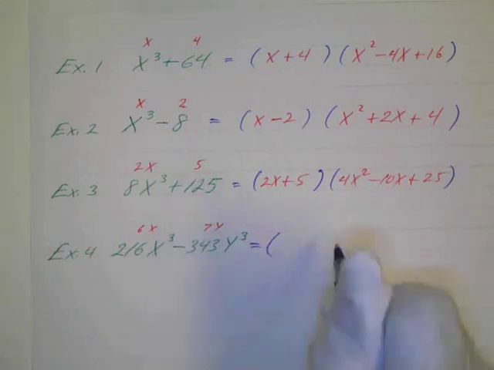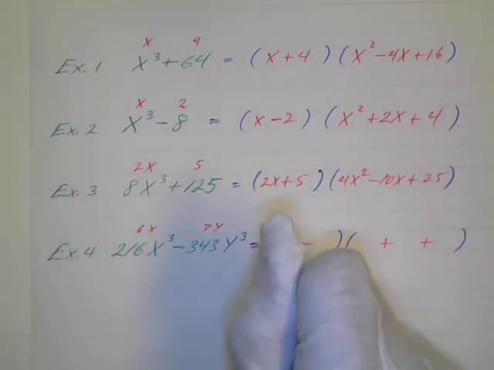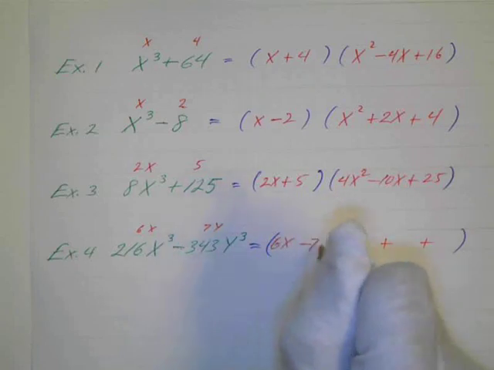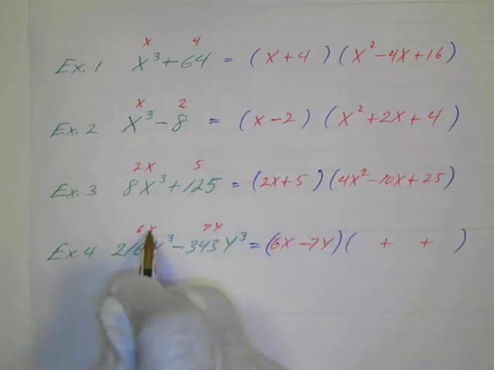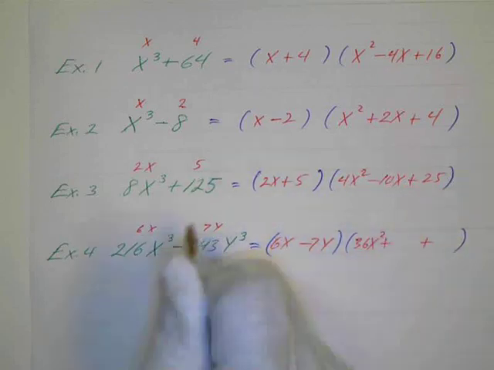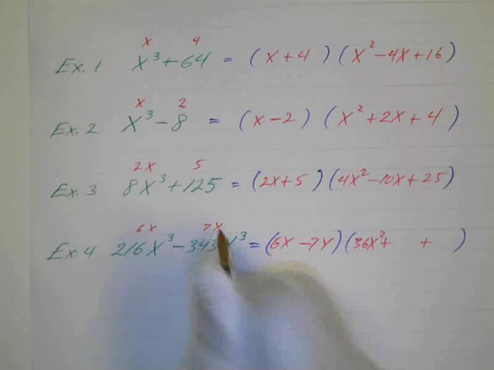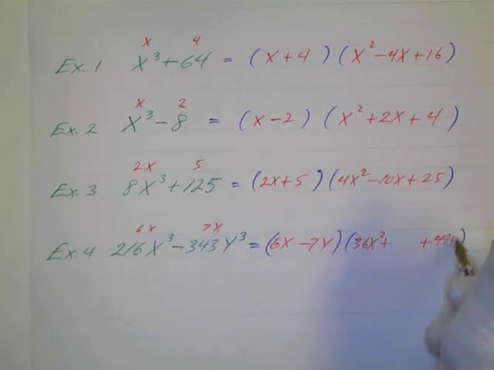So we know this is going to be the product of a binomial times a trinomial. So the signs are going to be the same, and then opposite, and always positive. And these little numbers go here, just 6x and 7y. And then here is going to be this squared, so that's going to be 36x squared. And this is going to be this squared, little number squared, so that's going to be 49y squared.